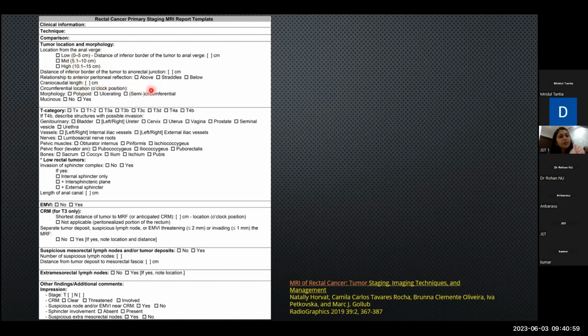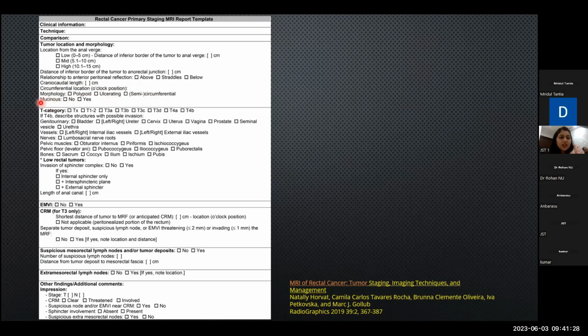Relationship to the anterior peritoneal reflection has to be told. Craniocaudal length of the tumor, the circumferential location. Now this will help the surgeon to get the most invading margin of the tumor, as that's usually the centermost part in a semi-annular lesion. Then we have the morphology, whether it's polypoid, ulcerated, or semi-circumferential or semi-annular.